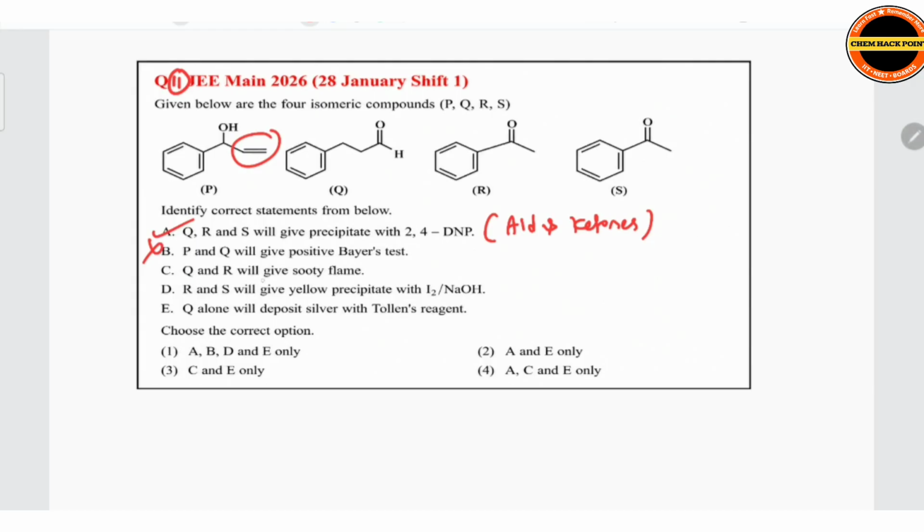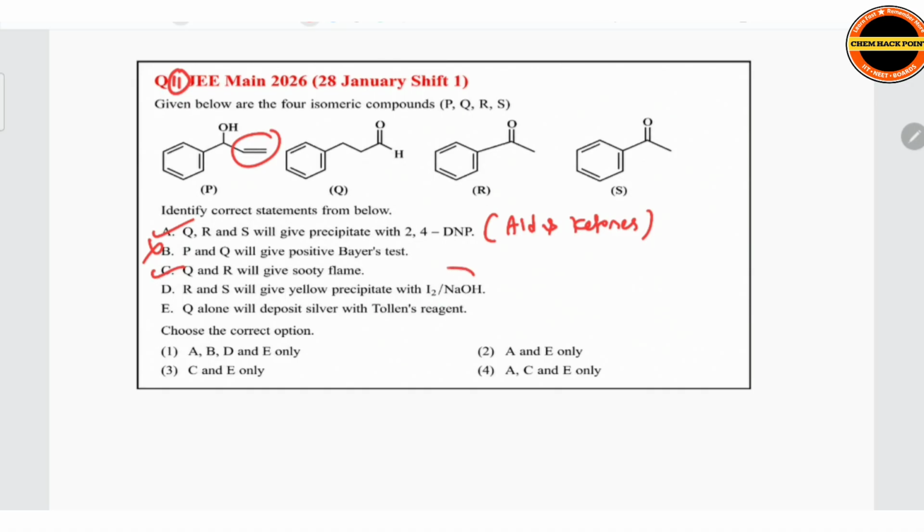Q and R will give sooty flame. See here, Q can give sooty flame because unsaturated compounds which have double bonds, after burning, produce a smoky flame, that you can say black smoke. R will give a smoky flame, even R also will give a smoky flame. That is also correct. And then see next, R and S will give yellow precipitate with I2/NaOH.